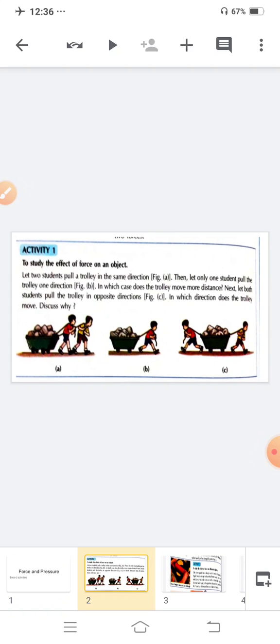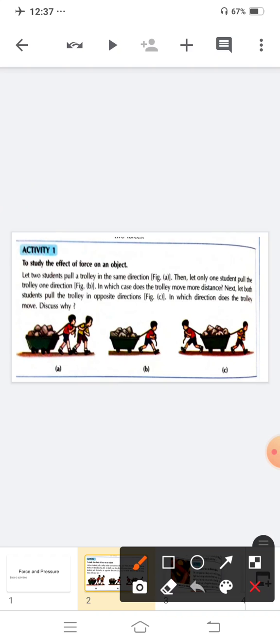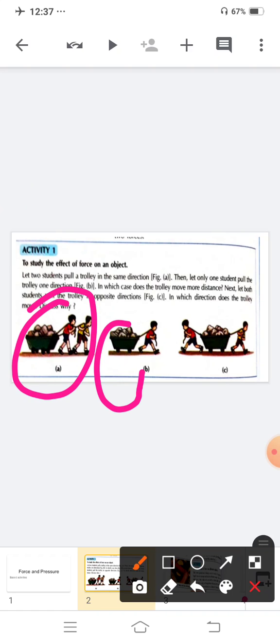The aim of this activity is to study the effect of force on an object. What is the aim? To study the effect of force on an object. Let two students pull a trolley in the same direction. Then let only one student pull the trolley in one direction. First is figure A, second is figure B.